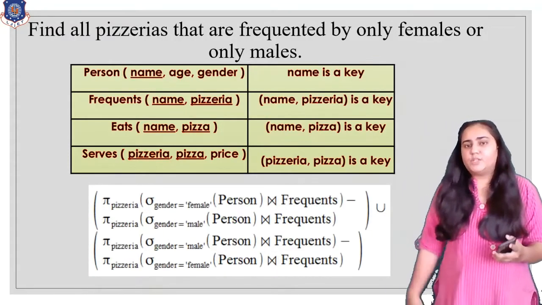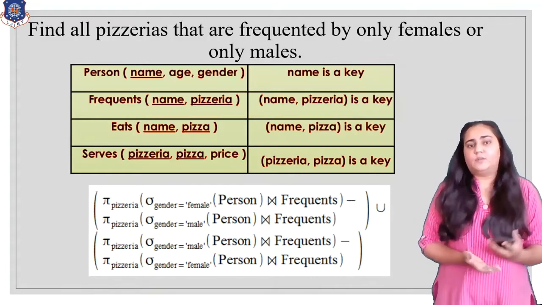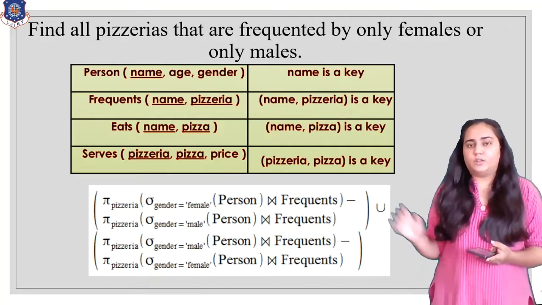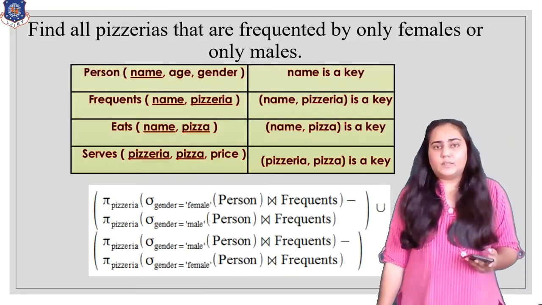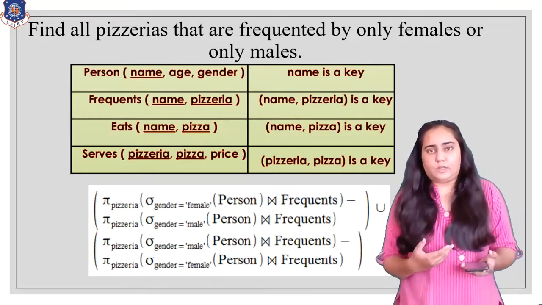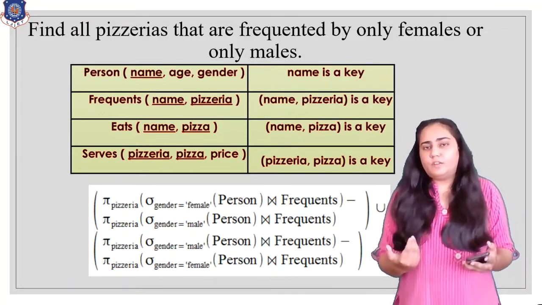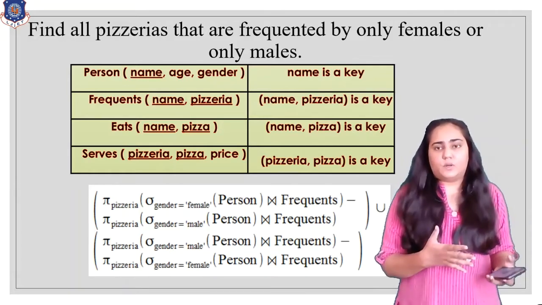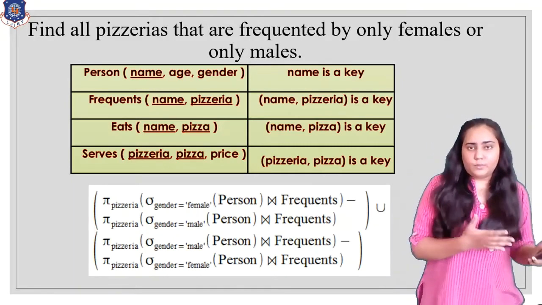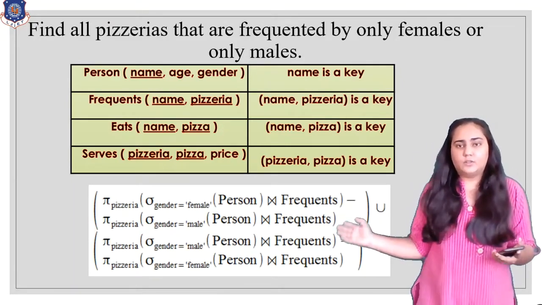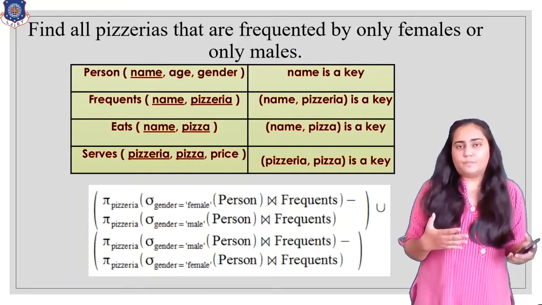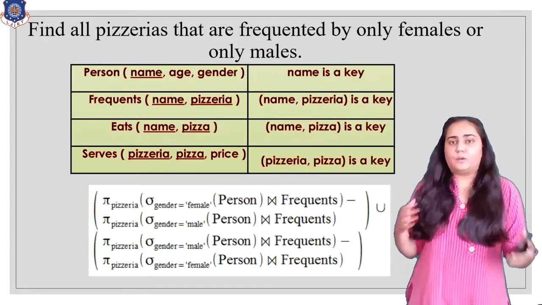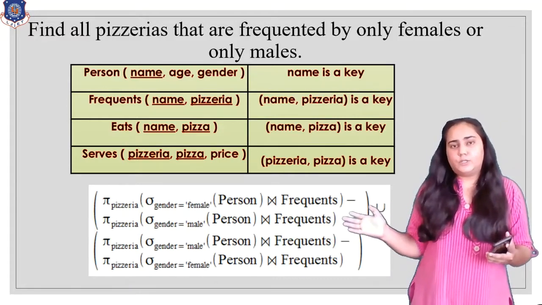So I'm already showing you the answer because that's how you'll understand it better. It's quite big, but if you take a minute, you'll get the hang of it. In this case, we need to find all the pizzerias that are frequented by only females or only males. This means if you pick a restaurant like Domino's, then you can add it to this result only if there are only females going there, or the other case is only males going there, but not both. So that is the condition here.